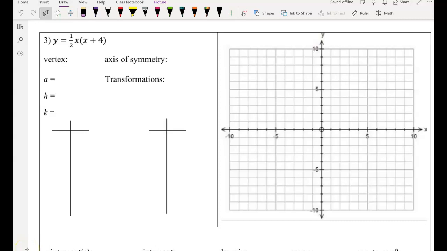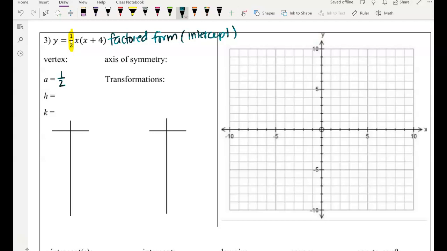So example 3 says y equals 1 half x times x plus 4. So again, this is the factored form because it looks like it's already factored out for us, aka intercept form. That means it's really easy for us to find the x-intercepts. But before that, let's find a. A is this guy right here, so that's going to be a half. We don't know h yet, so let's solve the x-intercepts.